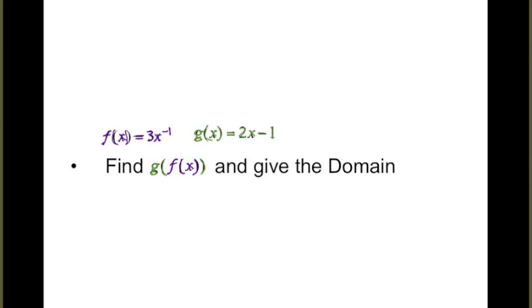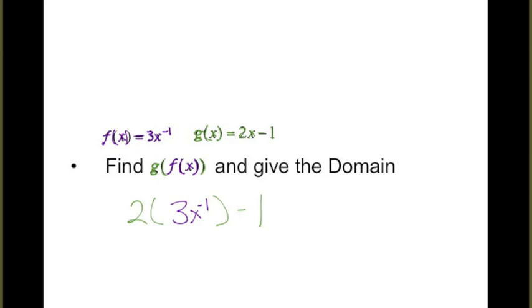So to do a composition, you write the outside function, which in this problem is g, except don't write the x and leave a big space. So instead of writing 2x minus 1, I'm going to write 2 space minus 1. And in that space, I'm going to put the inside function. Okay, so that's how we do the composition. Then we just need to do some cleaning.